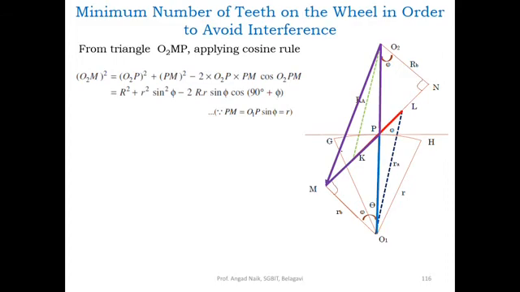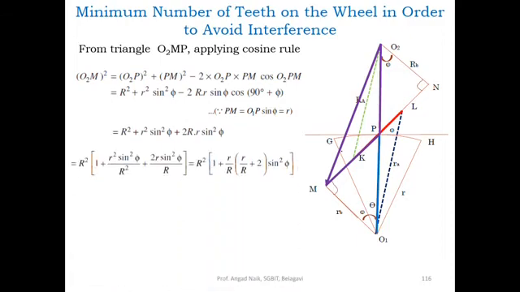Then we can further write this cos 90 plus phi as sine phi with a negative sign. So that negative sign and this negative sign will turn into positive. So the equation becomes R square plus R square sine square phi plus 2R into R sine square phi. This can be written as R square is taken common, and rearranging the terms we get 1 plus r square sine square phi divided by R square plus 2r into sine square phi divided by R. Now again few terms are kept common, so small r by capital R is kept common here, so we are left out with 1 plus r by R into r by R plus 2 into sine square phi.